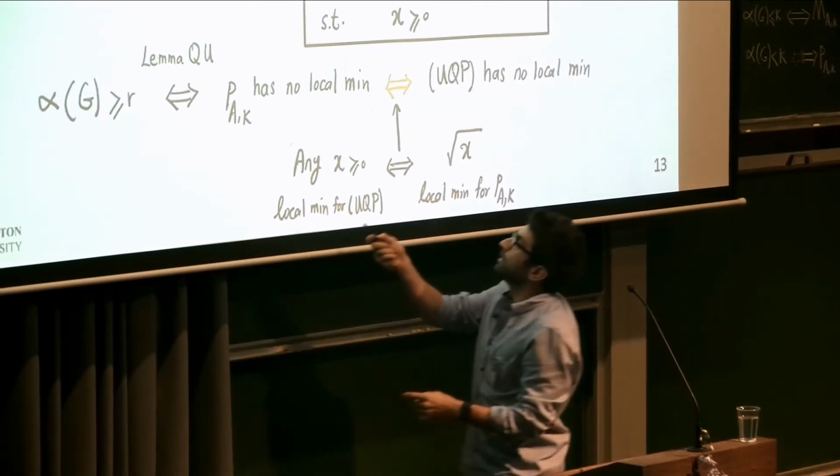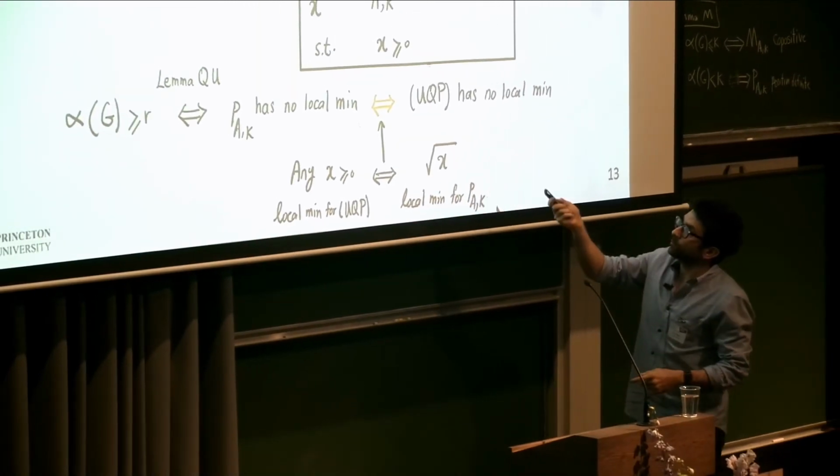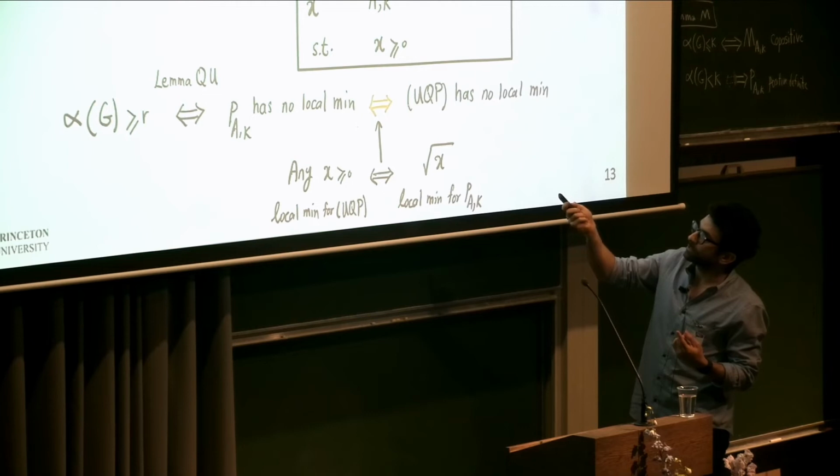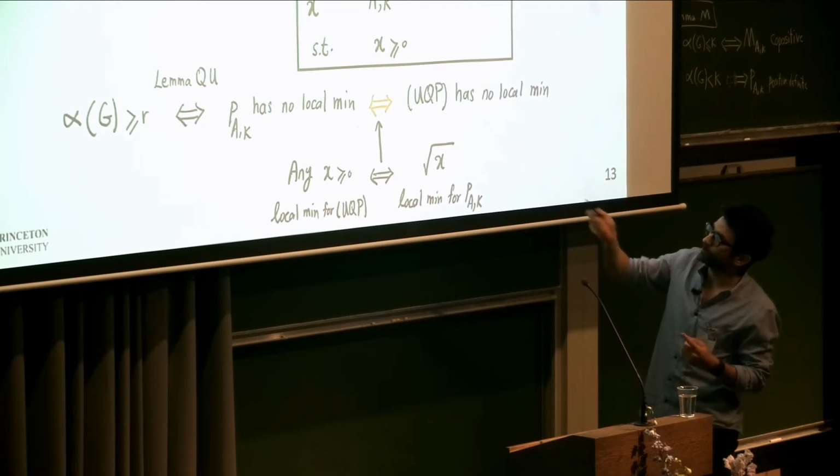Okay, so the thing to remember from this slide is that we can also check if alpha is more than r by checking whether a quadratic program has a local min. Once again, you subtract the half and you put that in the objective.